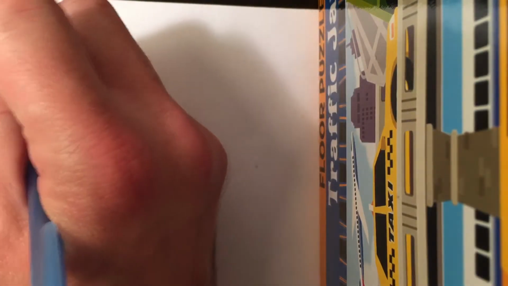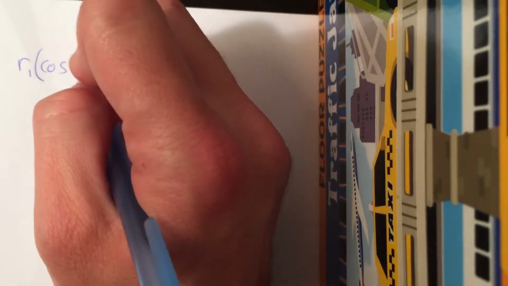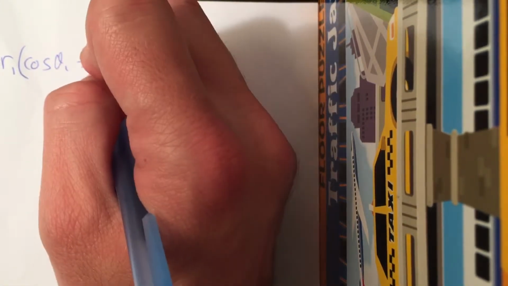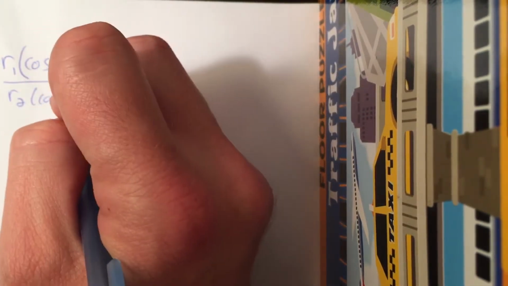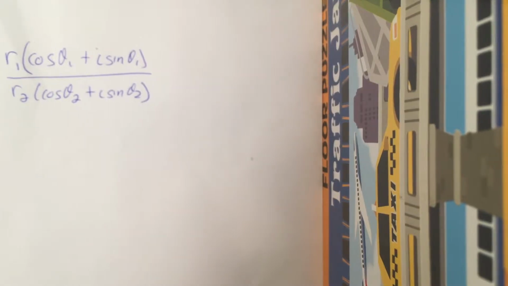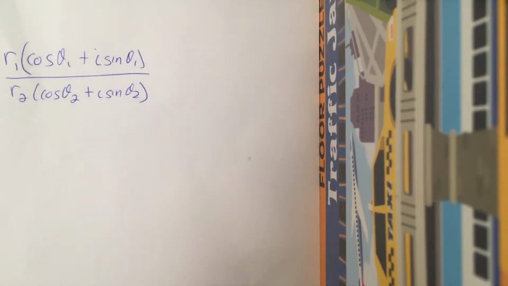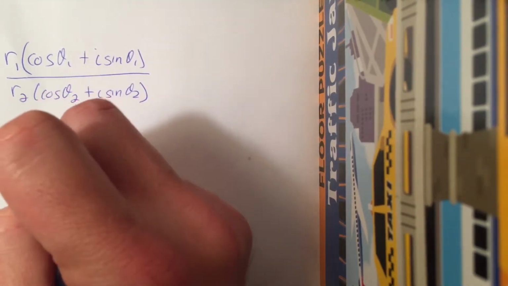So, this is what we're looking at. We've got R1 times cosine theta 1 plus I sine theta 1. We're going to divide that by R2 cosine theta 2 plus I sine theta 2. Really, what we have going on here is R1 cis theta 1 over R2 cis theta 2.